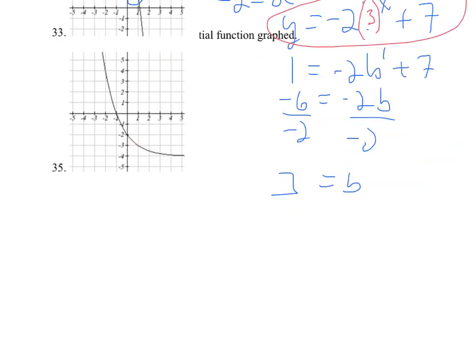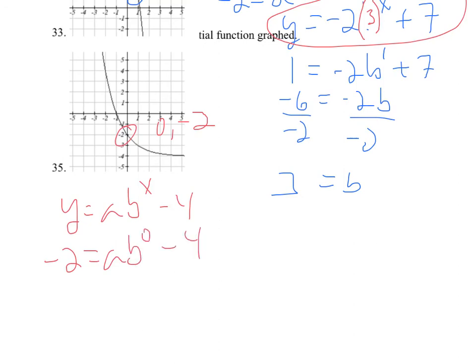Okay. This last equation, I'm seeing an exponential decay equation that's been shifted down 4 units. So that's what I'm going to start with. y equals a times b to the x minus 4. I see that it crosses the y-axis at 0, negative 2. So let's see if we can find a for that one. So negative 2 equals a times b to the 0 minus 4. So that's going to add 4, that gives me 2 equals a.